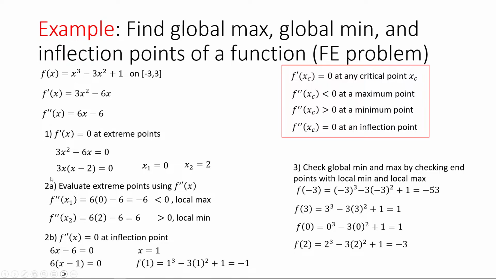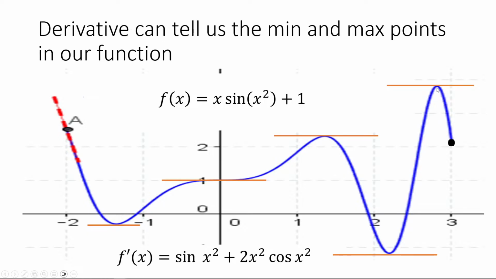Then you calculate the second derivative. If the second derivative is less than 0, that's a maximum point. If it is greater than 0, that is a minimum point. If it is equal to 0, that's an inflection point. So here I evaluate this. This is the second derivative, the rate of change of the rate of change.